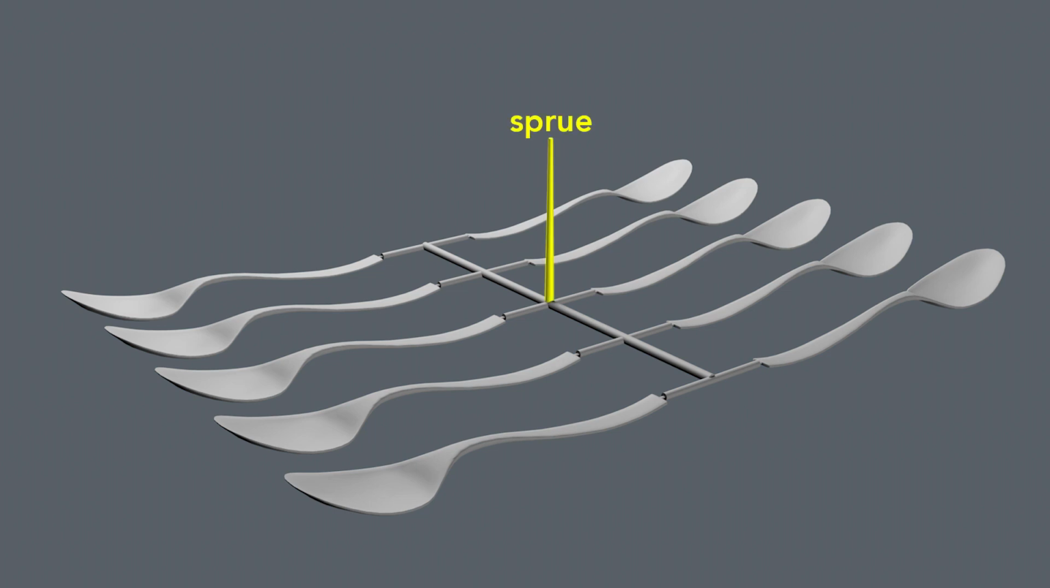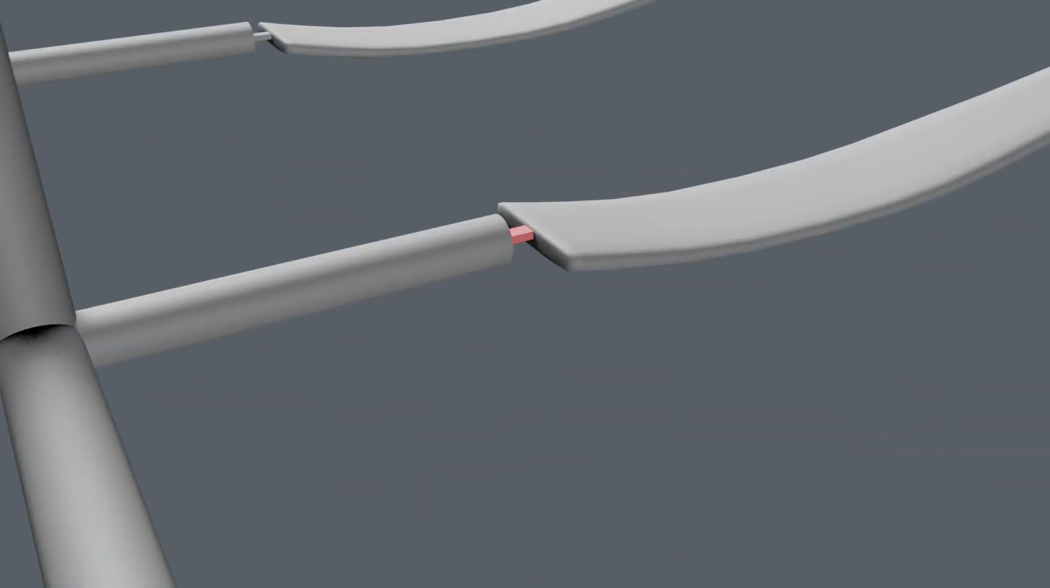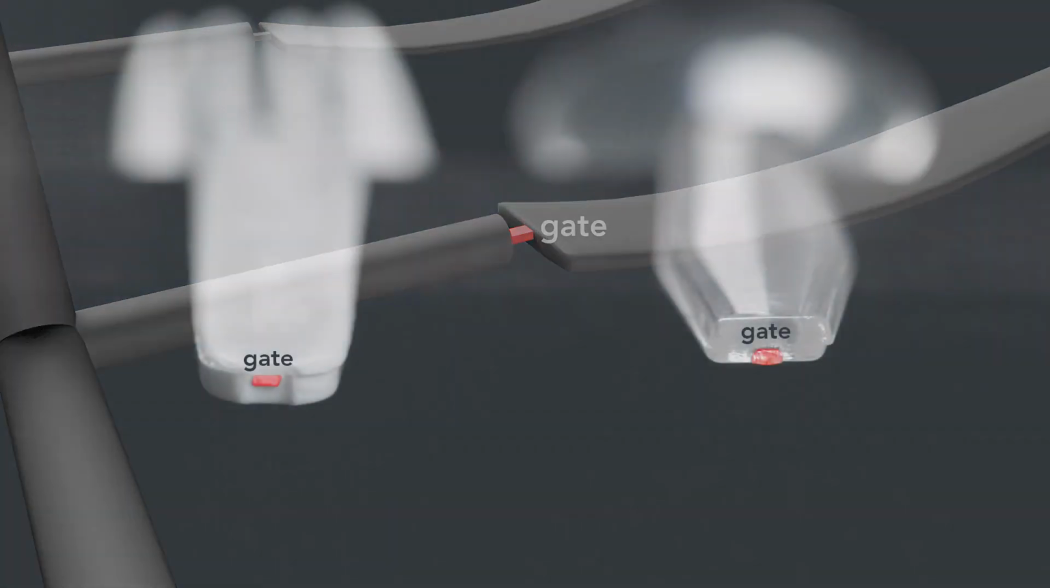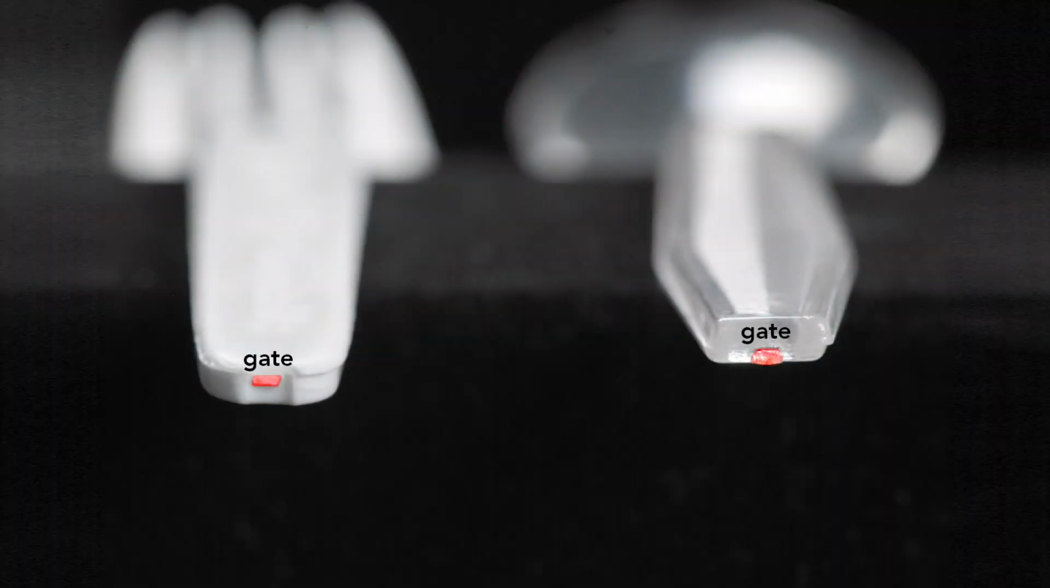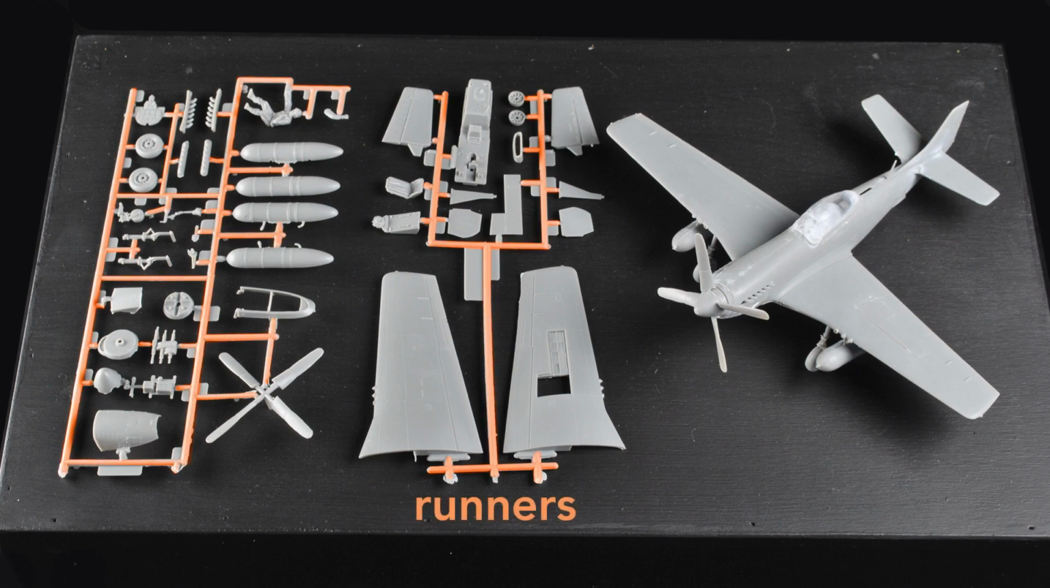In these, the sprue connects not to the part itself, but to a network of distribution tunnels called runners. The runners fan out from the sprue and connect to each cavity in the mold via a small, typically rectangular, entrance called the gate. You can see the gate on plastic cutlery. The parts for model planes typically come still attached to their runners.